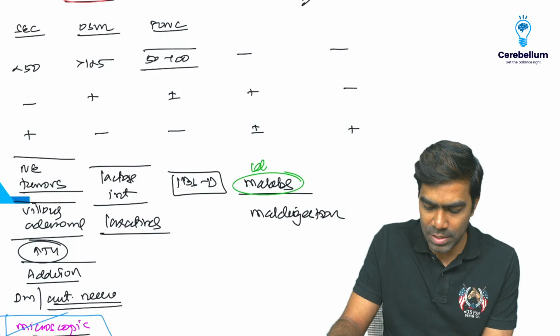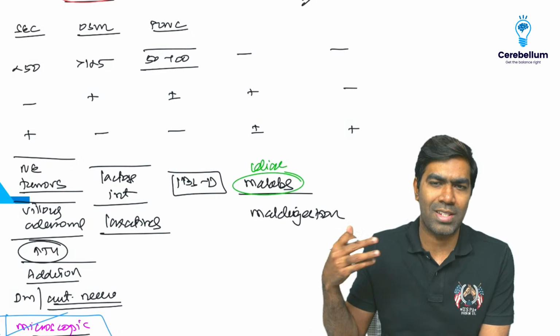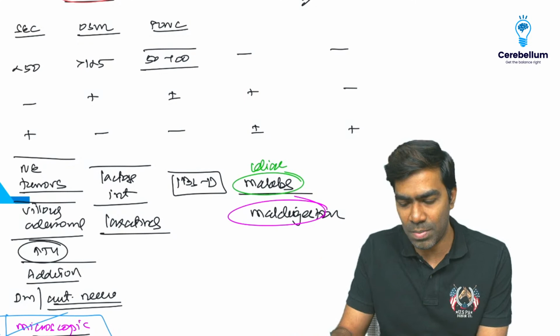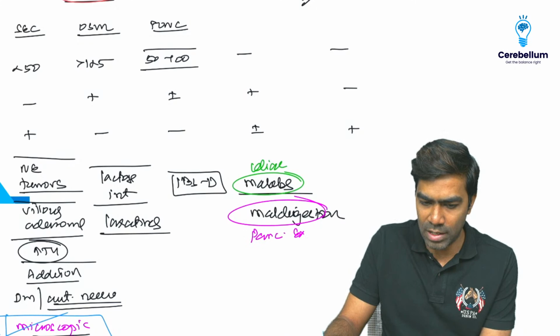That's the best example. Apart from that, there are plenty of examples: short bowel syndrome, small intestinal bacterial overgrowth. Many conditions are there. The best example of maldigestion will be a pancreatic exocrine defect, so that is chronic pancreatitis. That's an exocrine problem, right?